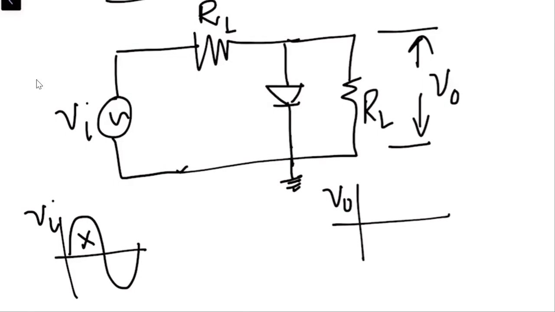Okay, let's see. If we have the positive half cycle, this means this side is positive and this side is negative, right? This means the current can flow in this direction, and the diode becomes forward biased, and when the diode becomes forward biased, the current will flow in this direction, right? Are you with me? बात समझ में आ रही है जी?